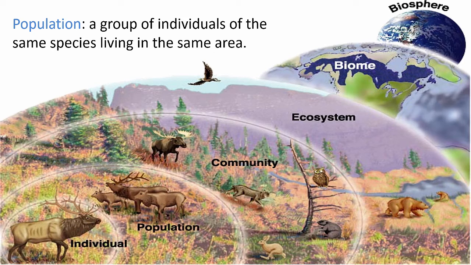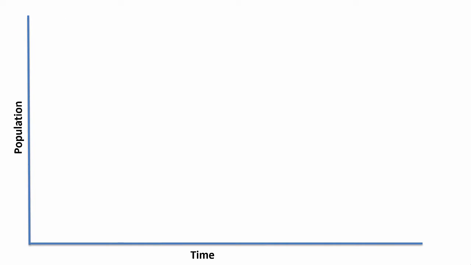And to best picture that, we're going to think of it in terms of a graph. The first part of the graph is going to be population size on the y-axis, and the x-axis is going to be time, which is usually measured in years or generations, depending on what organism we're focused on.